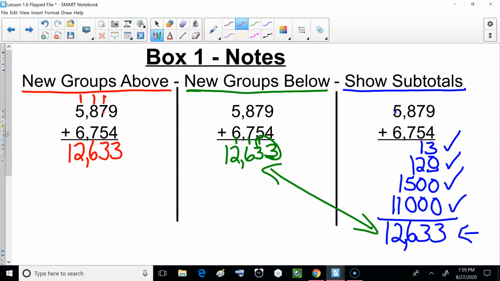So pause the video, make sure you write down each of the different methods, even though you might lean to one more likely, but we want you to be familiar and at least be able to look back and think, oh, here's how they do show subtotals. Here's how they do new groups below. Here's how they do new groups above.